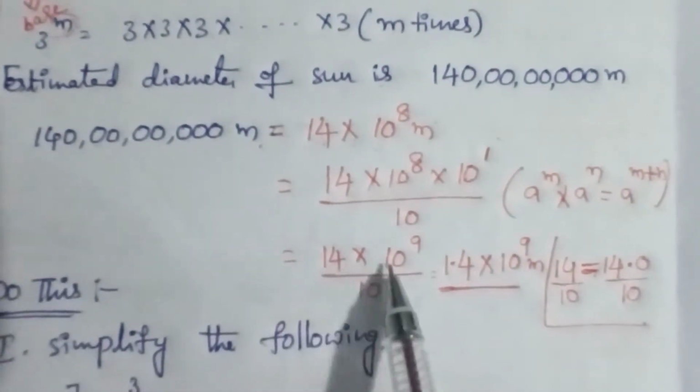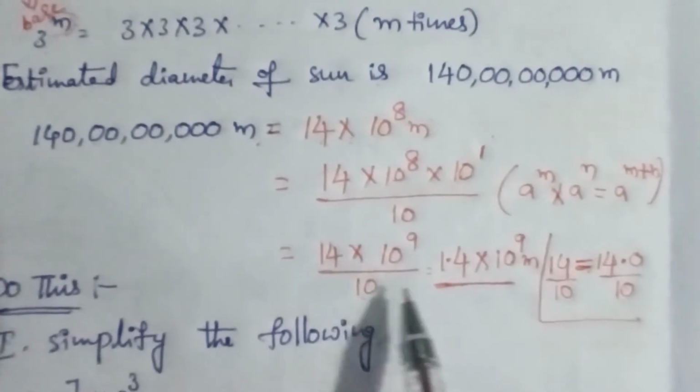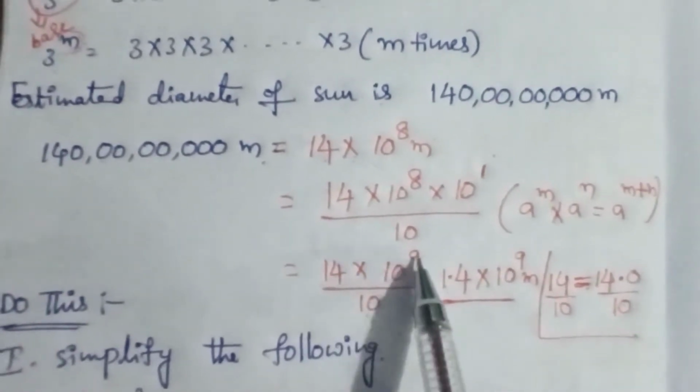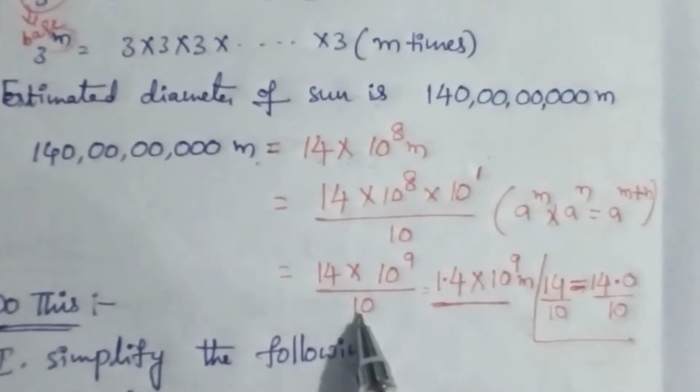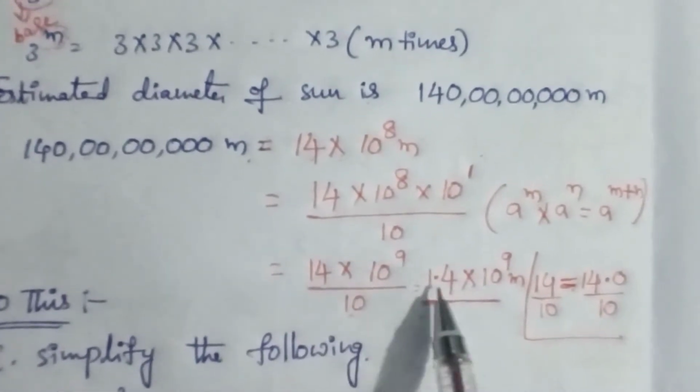14 into 10 power 9 by 10 is equal to 10 power 9 into 14 by 10, that is equal to 14 by 10 is equal to 1.4.